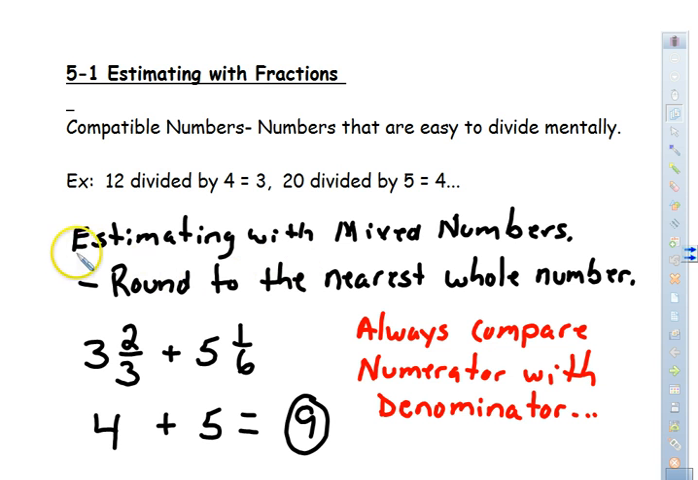Okay, so when we are estimating, and again, I cannot stress to you enough, we are just estimating. We're just trying to be close. So when we're estimating with mixed numbers, remember that we are going to be rounding to the nearest whole number. That's what they're asking you to do. And when you're doing this, you're always comparing the numerator with the denominator. We need to know whether it is a half or larger.